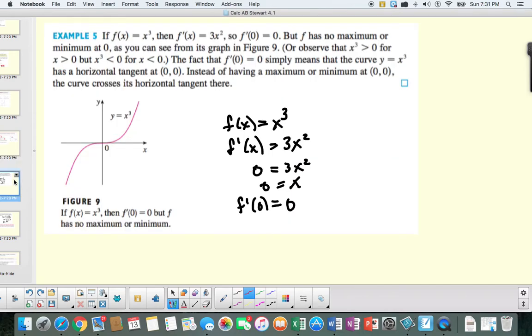All right, let's take a look at the cubic function. Let's find its derivative, set its derivative equal to 0. So what we're looking for is horizontal tangents here. And we can see that occurs here at 0. So in this case, the first derivative at 0 is equal to 0, but we don't have a maximum or a minimum.